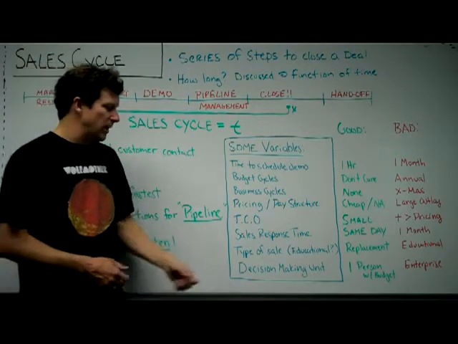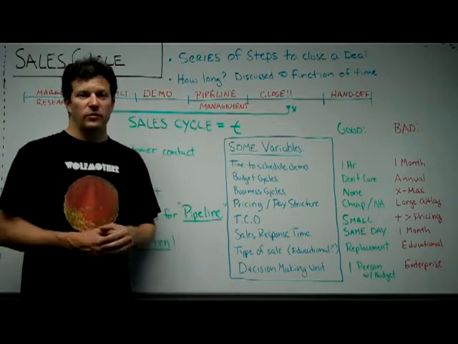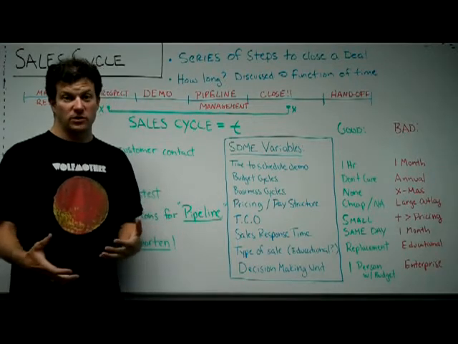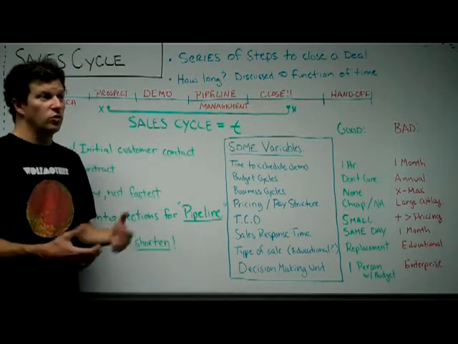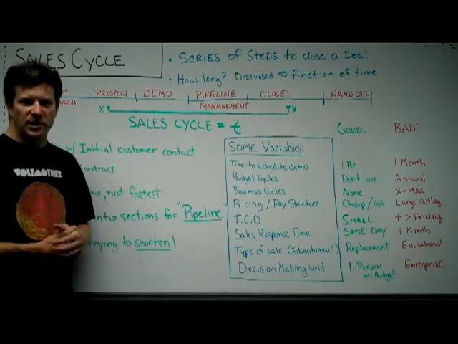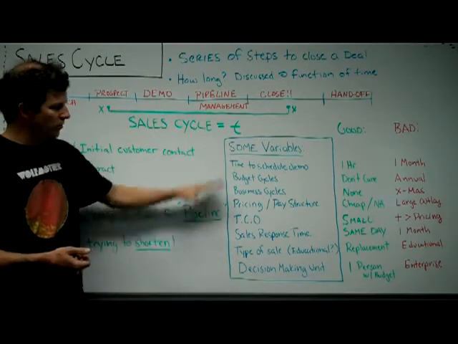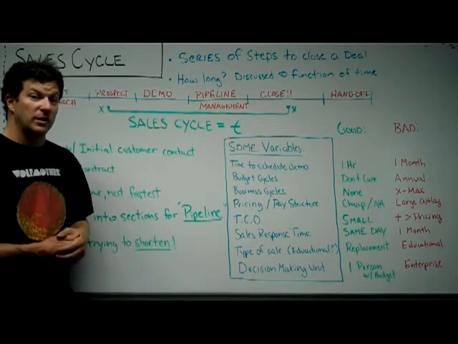And then the decision-making unit. How many people have to be involved with this decision? Is it a single person that controls the budget and can do it quickly, or is it a huge group of people that I have to get permission from, 7 or 8 people? Those are variables that can affect how fast or slowly your sales cycle can go.